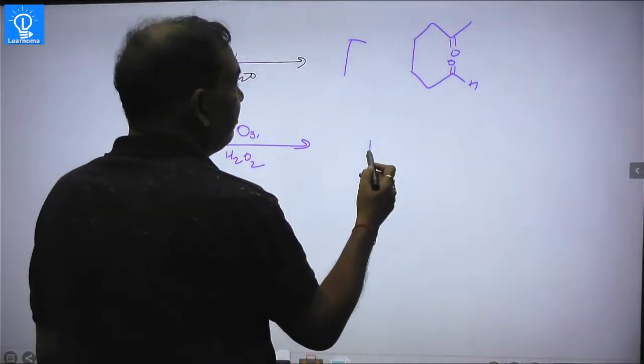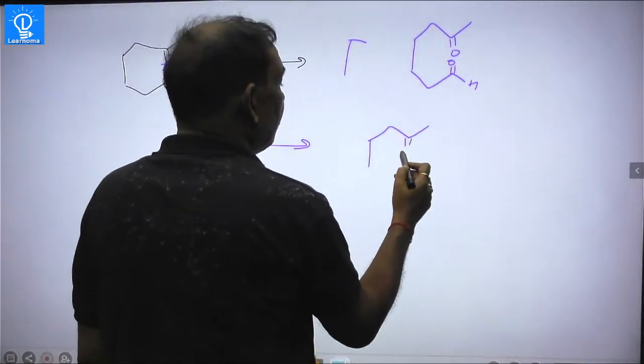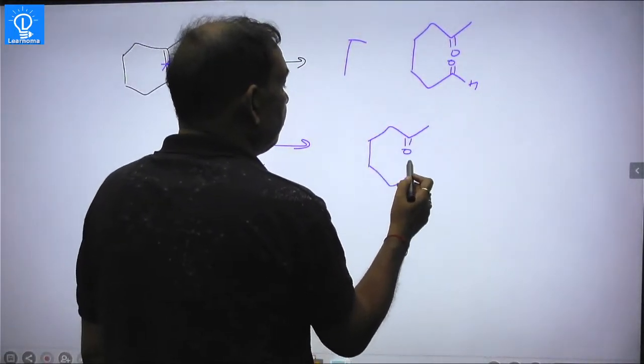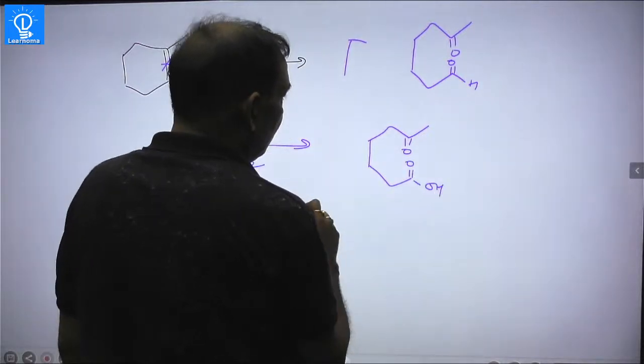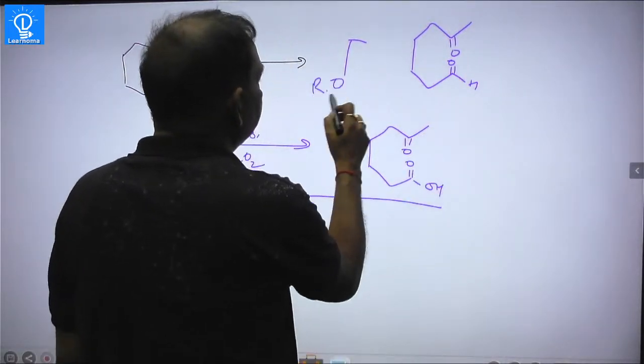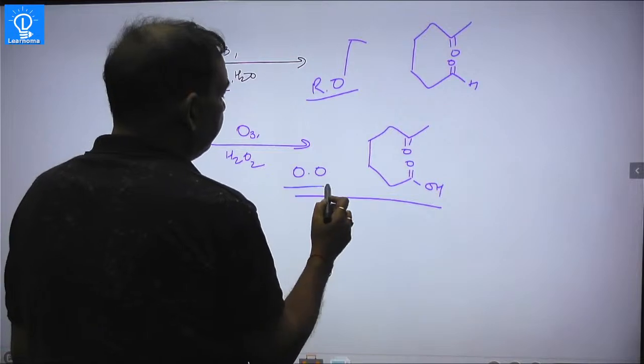But if zinc is not there, then what will happen? The baby will also be kidnapped. This is called reductive ozonolysis. This is called oxidative ozonolysis.